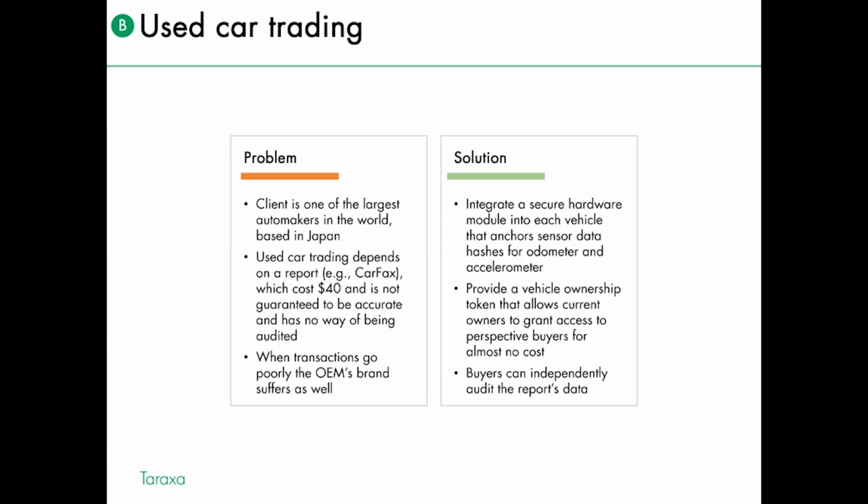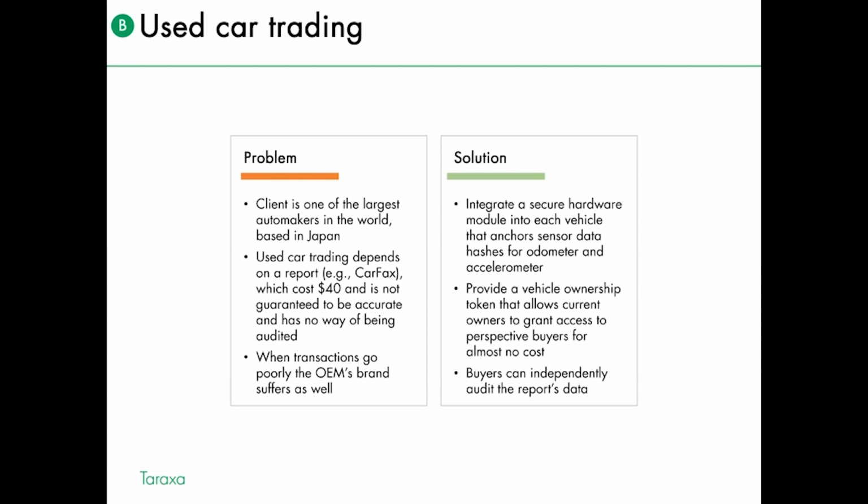The second example is sort of like an extension of the first example, in which we're working with one of the largest automakers in Japan. And they were also interested in exploring what blockchain can do for cars, right? So we brainstormed many ideas, and we're starting to implement a few of them. But one of the things that we thought was very interesting is this idea of used car trading, right? So whenever you buy a used car, at least in the US, you're also effectively paying for this Carfax report, which costs $40, right?